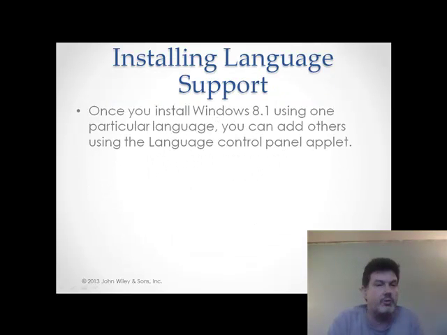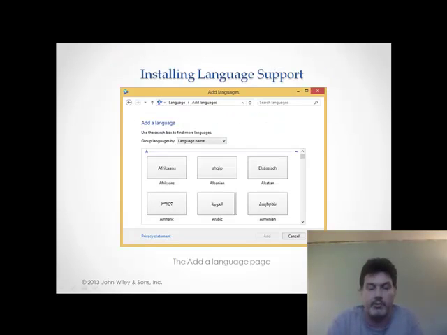Additionally, after you install Windows 8.1 using a particular language, you can go in and add additional languages as features using the Language Control Panel applet. This allows you to install multiple languages in one operating system. So if you're in a corporate environment and your corporation is owned by the Japanese, for instance, and you have Japanese people coming over and utilizing your operating systems, no longer do you have to provide additional operating systems for them. You can integrate multiple foreign language support within the same operating system.